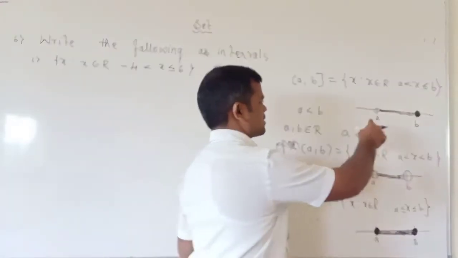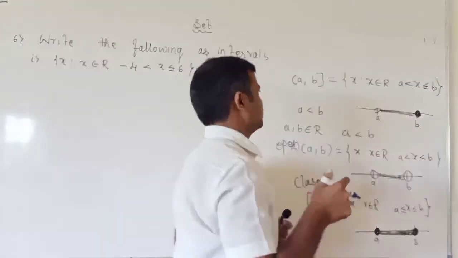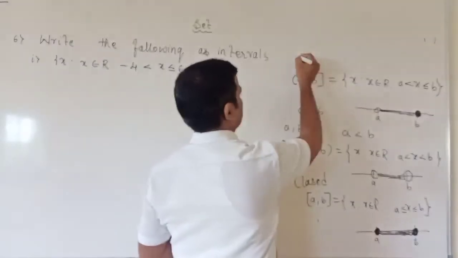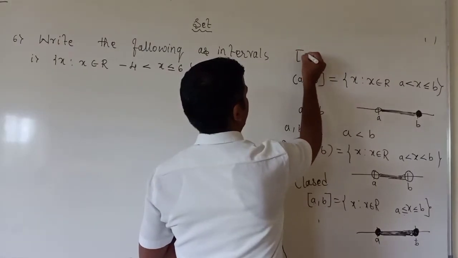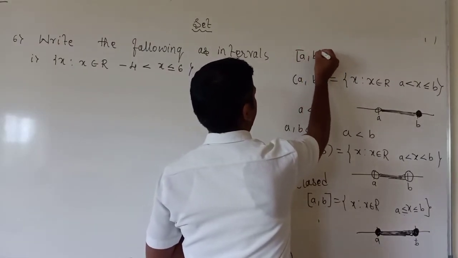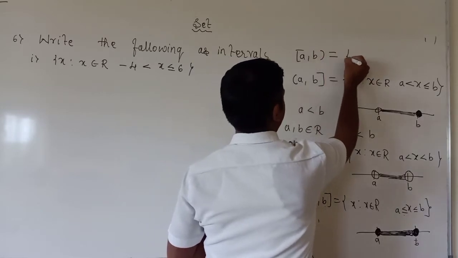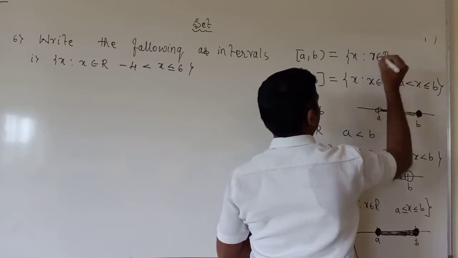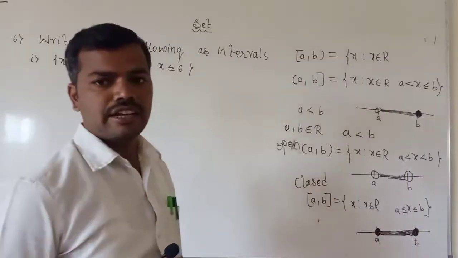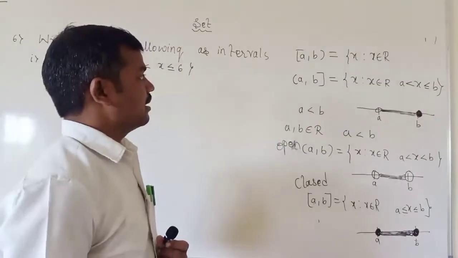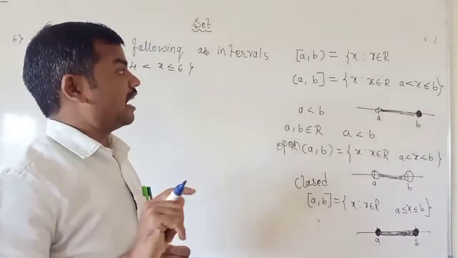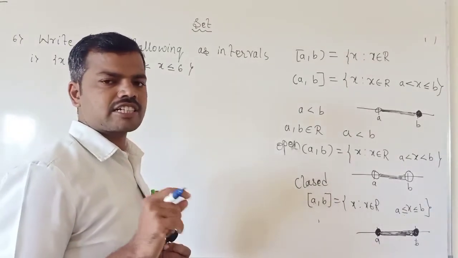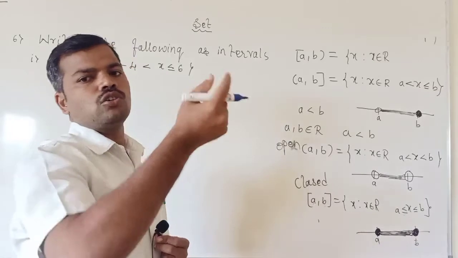So this is called as an open closed. So next we come to another interval, that is a closed open. A is closed and B is open. That is a collection of x such that x belongs to the real numbers. So here A is included and B is not included. That collection is called as a closed open interval.